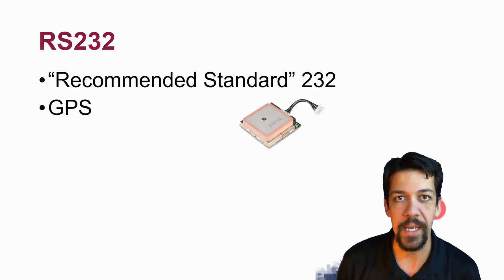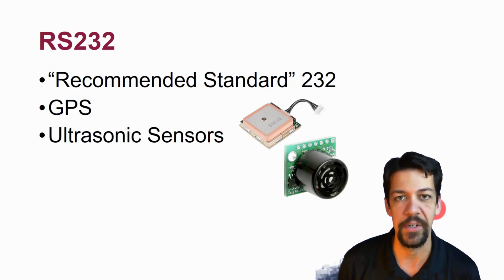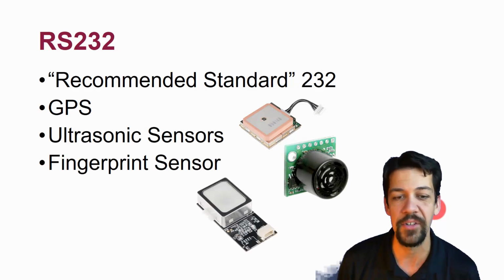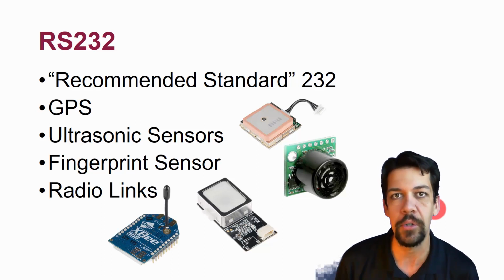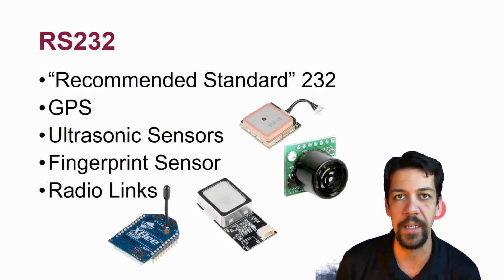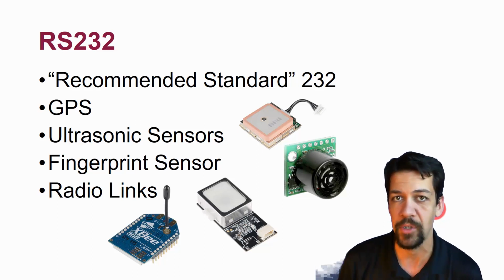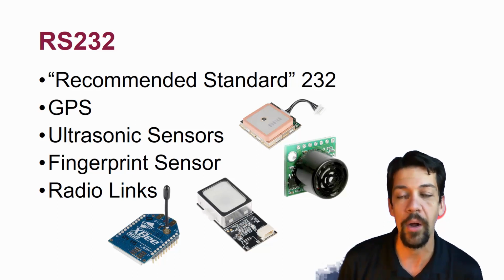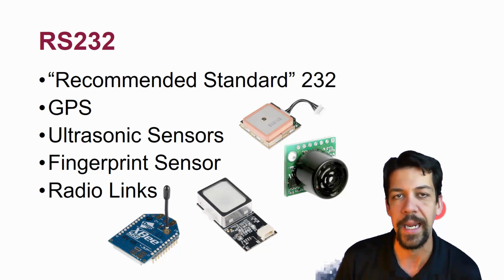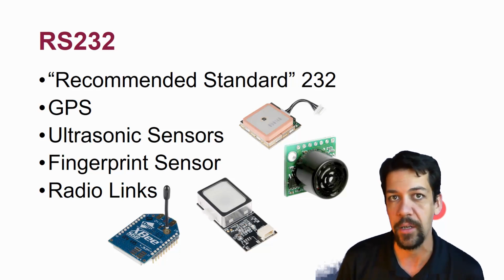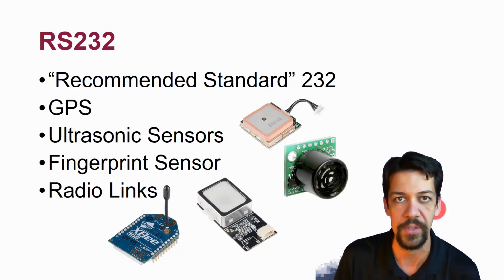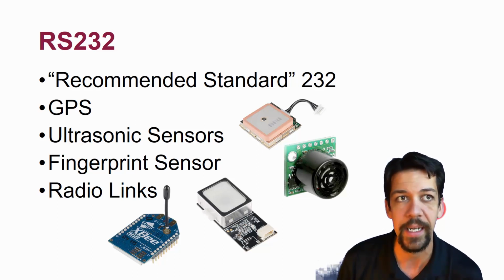You can find it in GPS units, you can find it in ultrasonic sensors, you can find it in fingerprint sensors, you can find it in radio links. It's a general purpose protocol that's often built into devices that need to communicate between microprocessors. So what all of these devices have in common is that there is some local processing occurring and information has to be exchanged, and they can communicate back and forth using this RS232 standard. This is not the only standard, and it just happens to be one of the oldest, one of the most common on microcontrollers. So we can find it in lots of places.